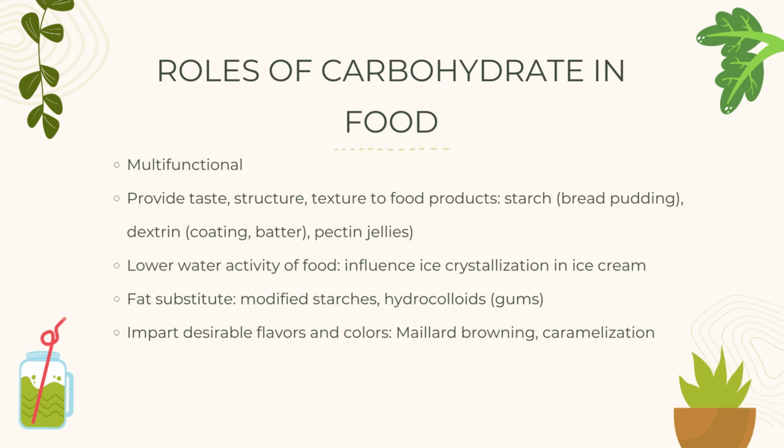We also have dextrin that is actually very good as a coating or batter texture, and pectin that gives the gelling properties of jellies and jams. So those can also help with the texture properties of food. Carbohydrate also helps to lower the water activity of food and influence ice crystallization in ice cream. It can also be a fat substitute, especially for diet food, for example modified starches and also hydrocolloids. It also gives the desirable flavor and color in food that is caused by Maillard browning and caramelization.